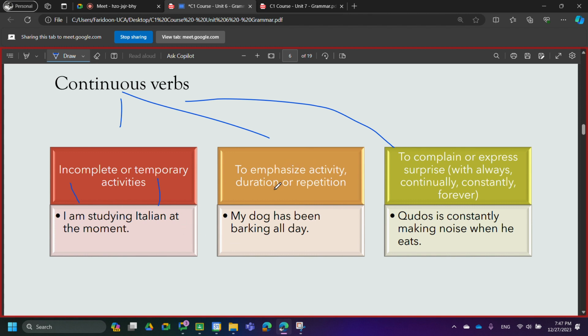Okay, to emphasize activity, duration, repetition: my dog has been barking all day. Now, this one can be about duration because you have all day here. It can also be about repetition, has been barking, so it shows that it's an activity that is being repeated. Okay. And the last one, to complain or express surprise, you can use it with adverbs like constantly: Kudus is constantly making noise when he eats. Now, in here, of course, it's not going to be a surprise, it's going to be a complaint. We are complaining here, and I'm using the adverb constantly in the present continuous tense to do that, okay?